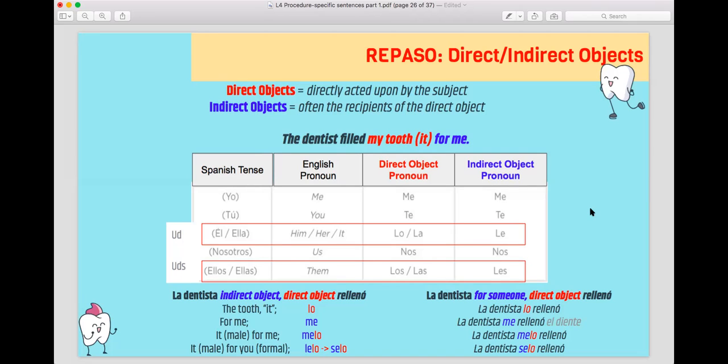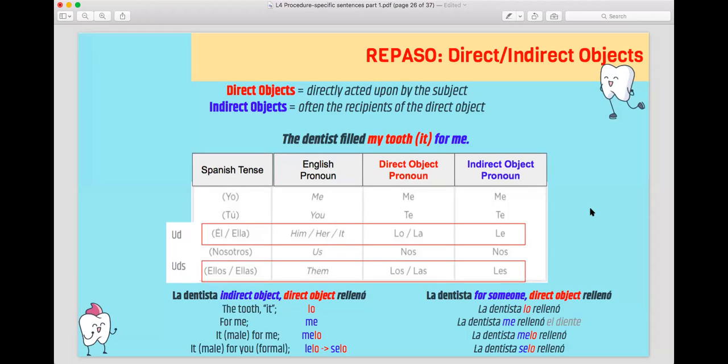The only place where it gets a little complicated is in the third person. Usted or él, ella, and ustedes or ellos, ellas. And that's because you have things separated not only by gender, but also direct and indirect object pronouns. So below, we'll dissect it a bit more, but we've included things that are in that third person.